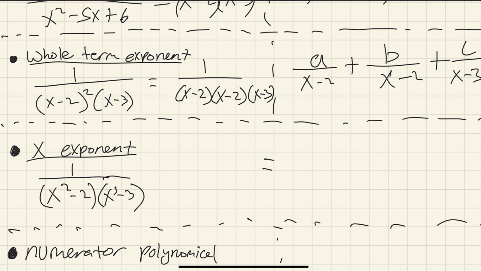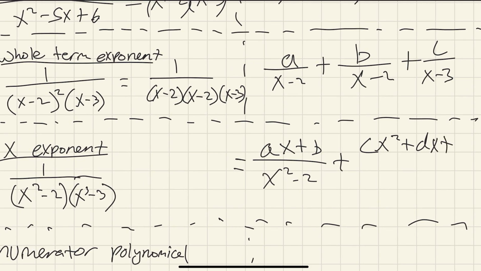So I'm going to just write out what the form of the answer will look like, and then I'll explain it afterwards. So here we have two terms. Our first one is going to be ax plus b over x squared minus 2, the denominator here, plus cx squared plus dx plus e over x cubed minus 3.